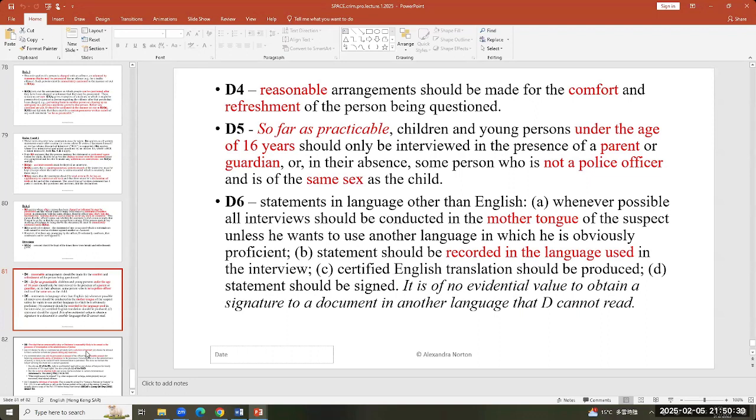Direction 6, very important. Interviews should be conducted in the mother tongue of the suspect. Now, in practice, what does that mean?